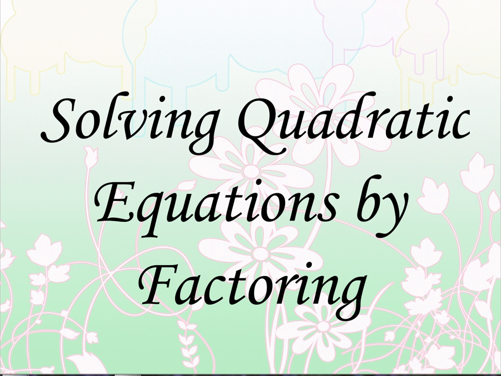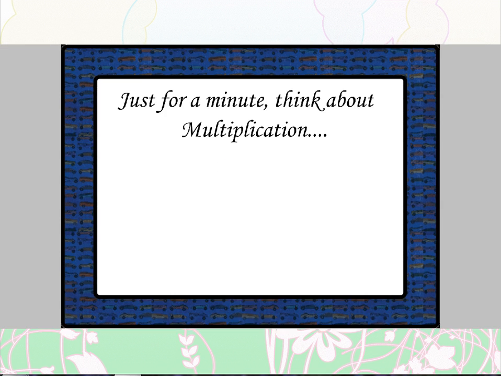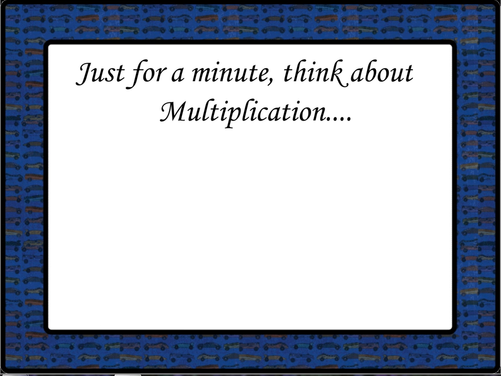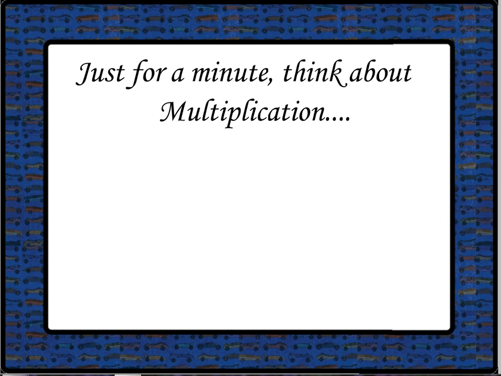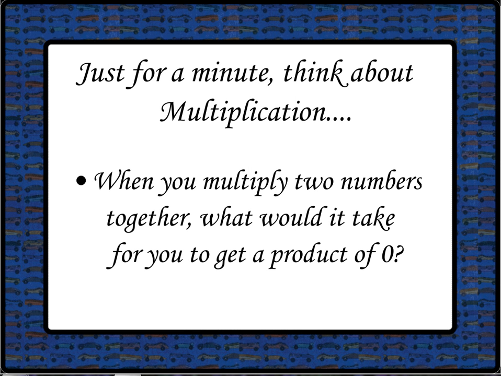Today we're talking about solving quadratic equations by factoring. So just for a minute, I'd like you to think about some multiplication. When you multiply two numbers together, what would it take for you to get a product of 0?